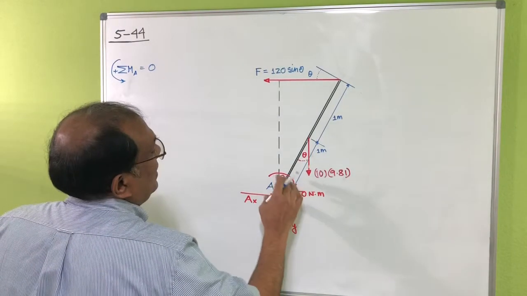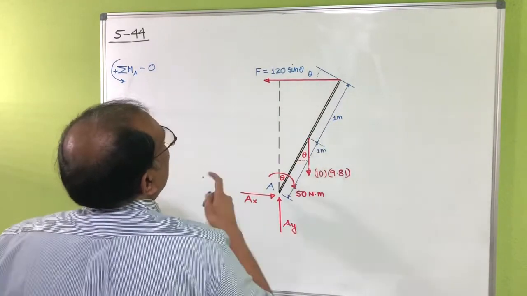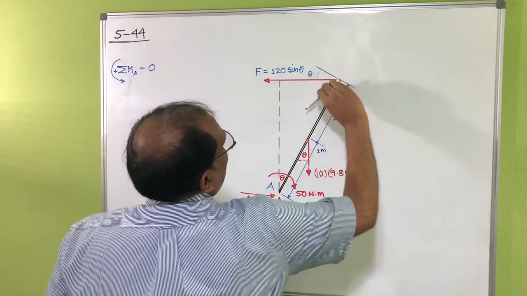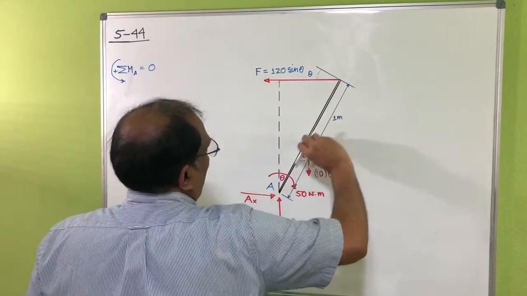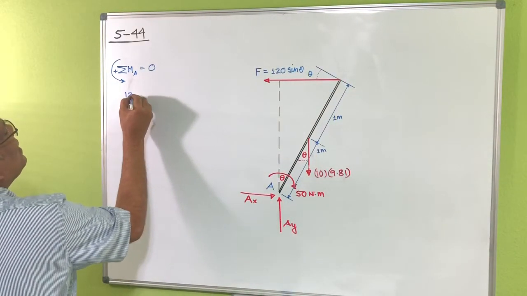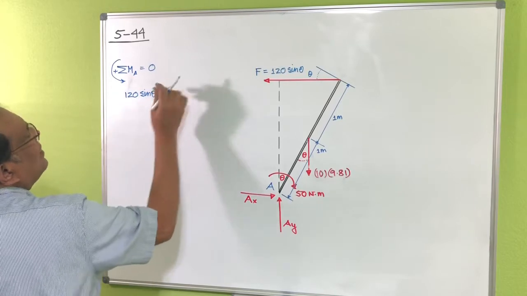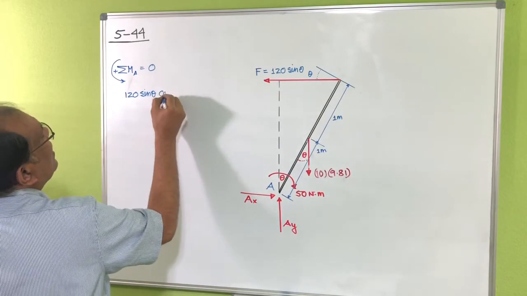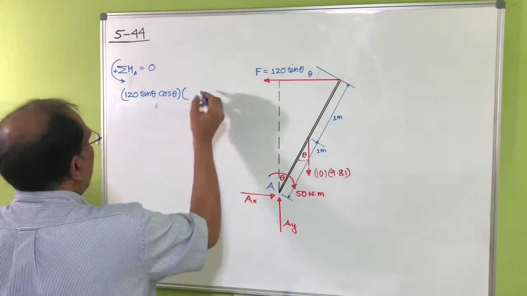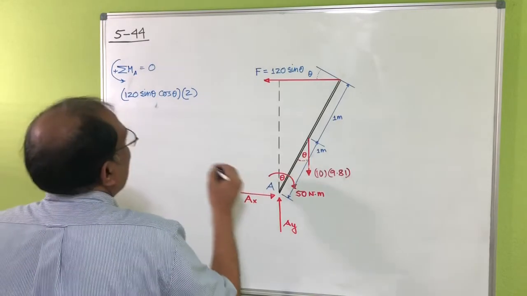So you can see that this one is actually causing counterclockwise moment, which is, if you take a component of that force into this direction and this direction, then basically this direction is going through point A, so only this direction, which is 120 sine theta, and then cosine theta multiplied by the distance, which is actually 2 meters from here. And this one is negative.